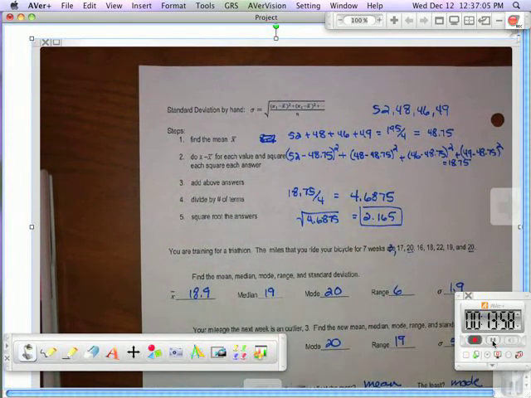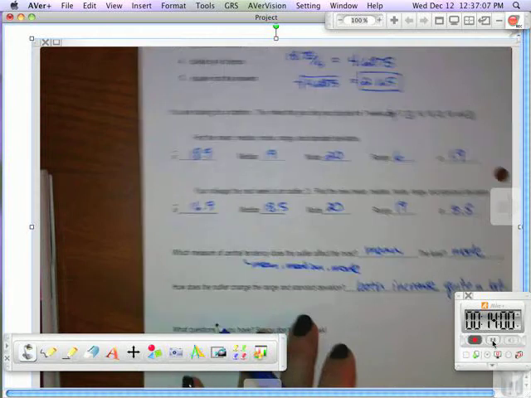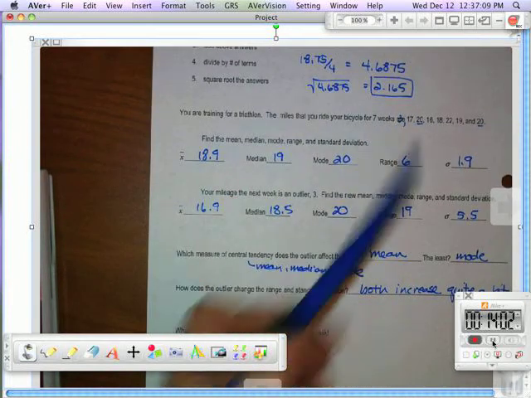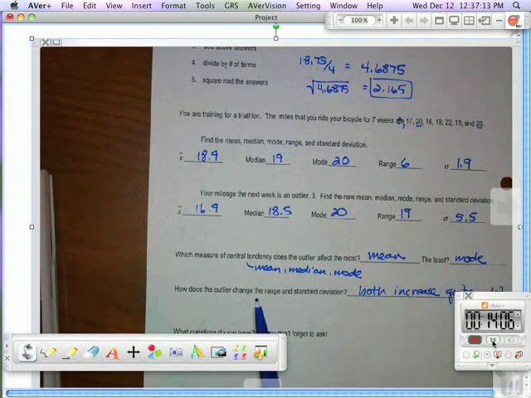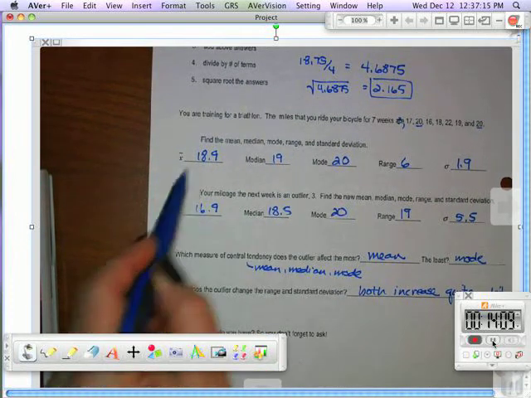And then we look to see how if you add in an outlier, it changes the range and the standard deviation quite a bit. And its most effect is on the mean. There you go.